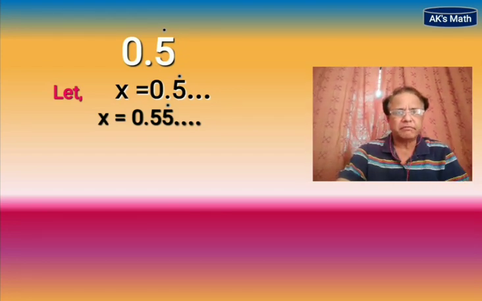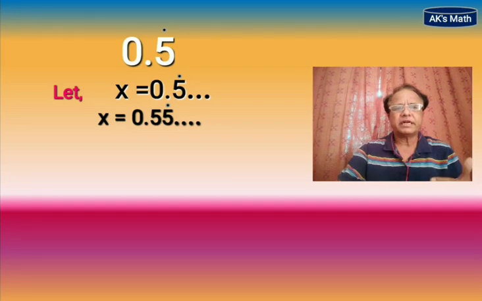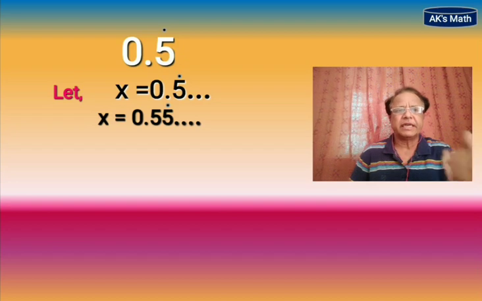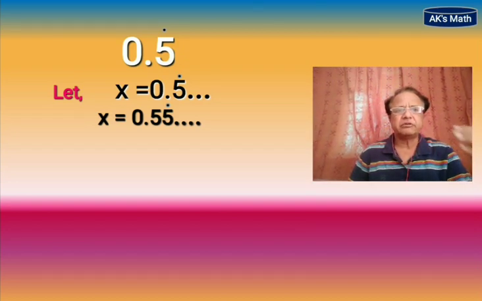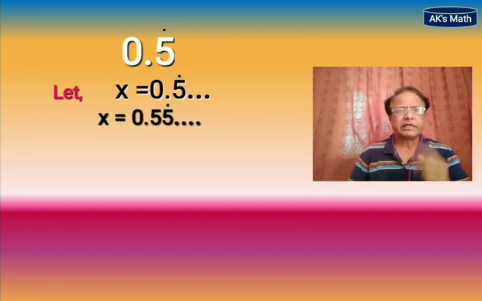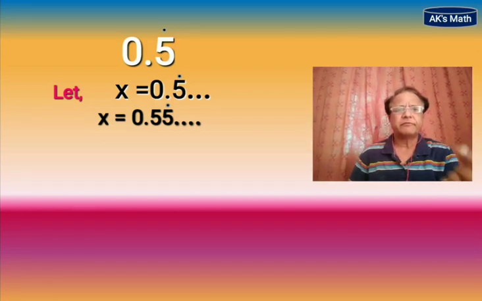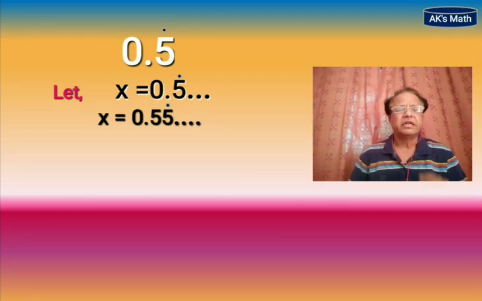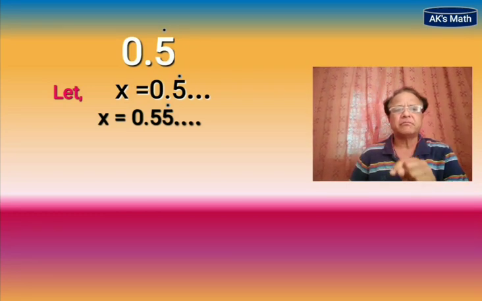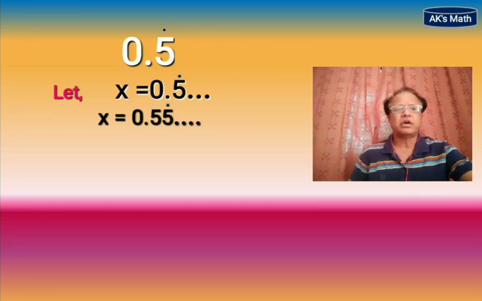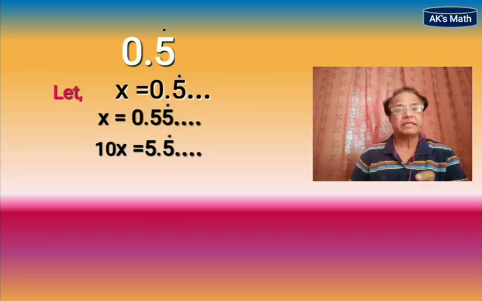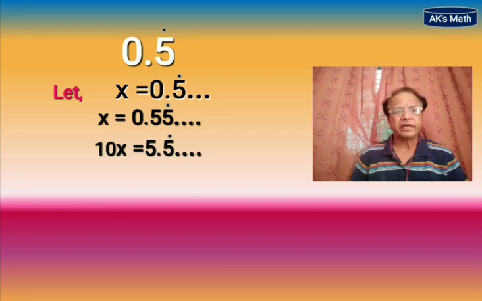So remember the first step, we have to take one digit extra or one group extra before starting the actual example. Let x is equal to 0.5 recurring. So x is equal to 0.55 recurring, means at the head of second 5 we have to give that dot. Now only one digit is occurring, that's why we have to multiply this number by 10. So after multiplying by 10, it happens like this, means 10x is equal to 5.5 recurring.